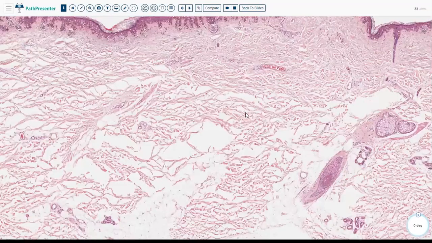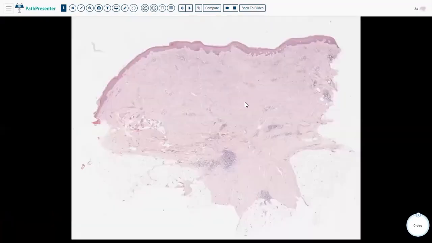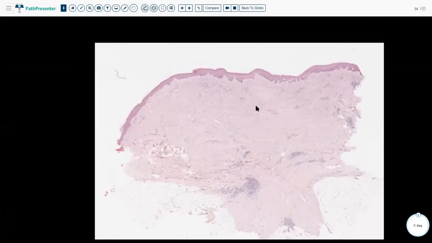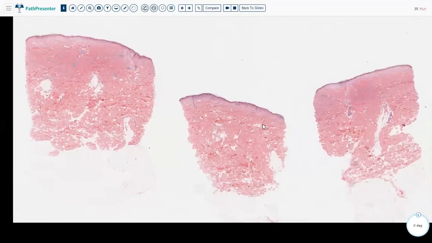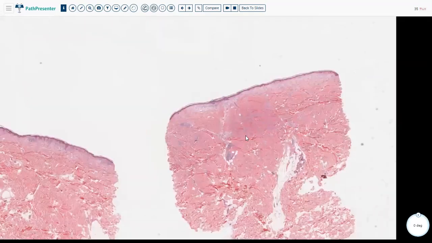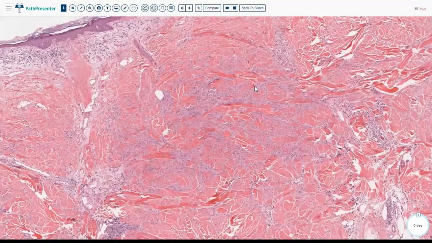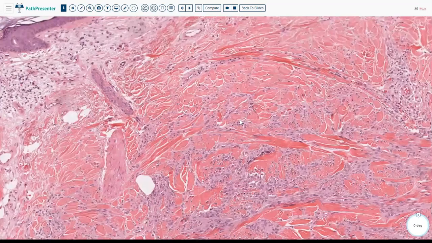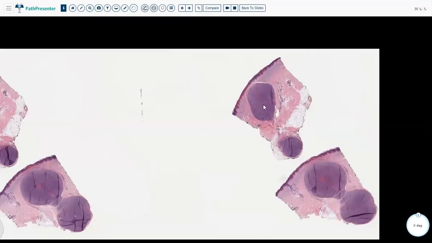So desmoplastic melanomas usually have a better prognosis than regular melanomas. But then again, like any other melanomas, they're not to be missed because they can eventually metastasize and lead to death. Another example here of desmoplastic melanoma, if you can see here, cells along the dermis and a lot of scarring.